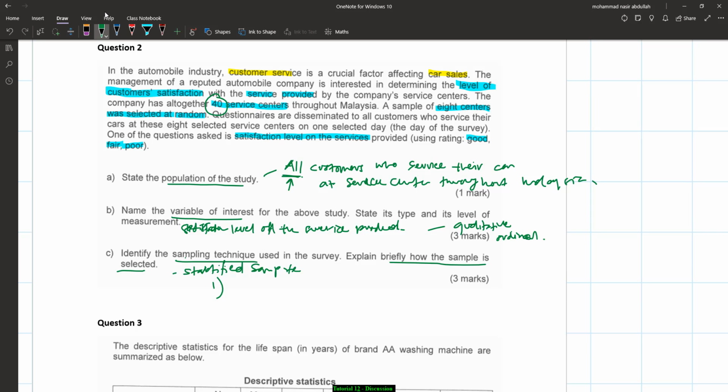The first point: we divide the service centers into 40 service centers and select 8 service centers at random. Then, they do not say how many people to take, so we select the sample in each stratum using simple random sampling until the required sample size is satisfied. That's all. So that is 3 marks. Okay, this is how we answer question number 2.